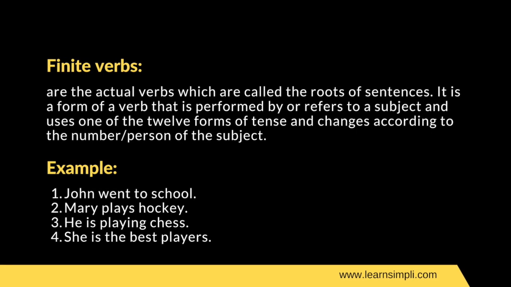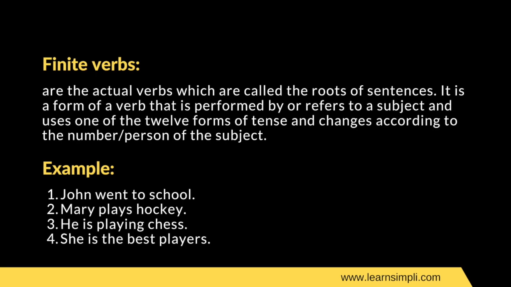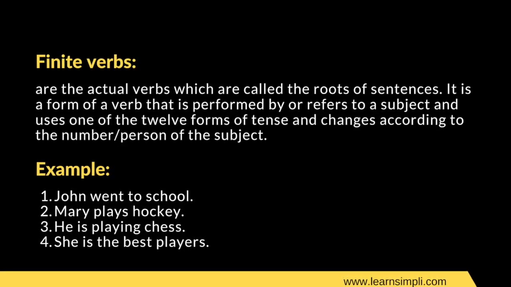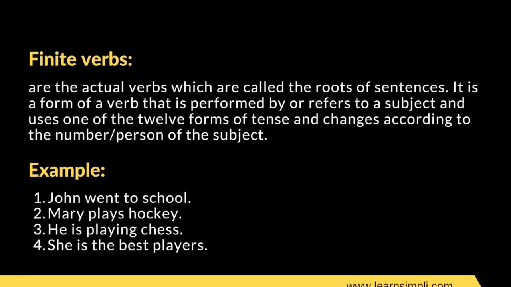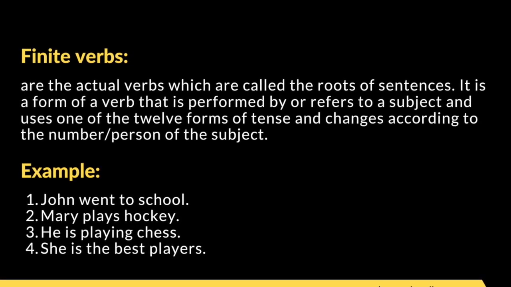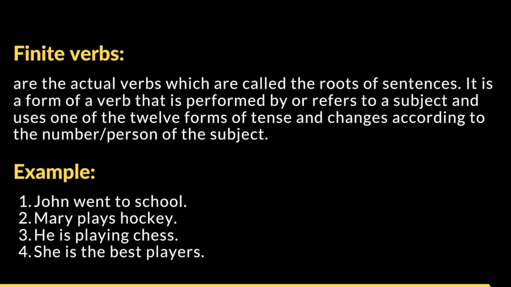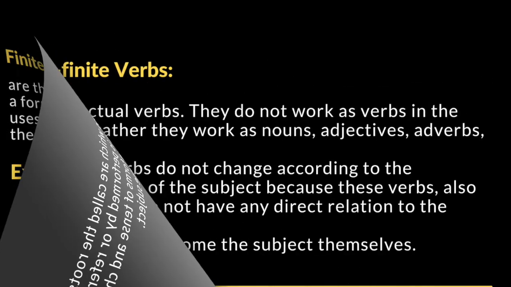Finite verbs are the actual verbs which are called the roots of sentence. It is a form of verb that is performed by or refers to a subject and uses one of the 12 forms of tenses and changes according to the number or person of the subject. Example: John went to school. Mary plays hockey. He is playing chess. She is the best player.